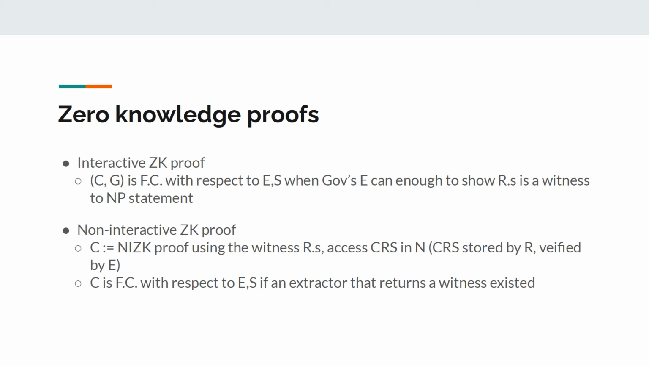We divide it into two parts to analyze. One part is for the interactive ZK proof, another is the non-interactive ZK proof. First, let's look at the interactive ZK proof. You can see a C3 here. It's a FC with respect to E and S. E is the evidence, S is the simulator, when the government evidence is enough to show RS is a witness to the MP statement.